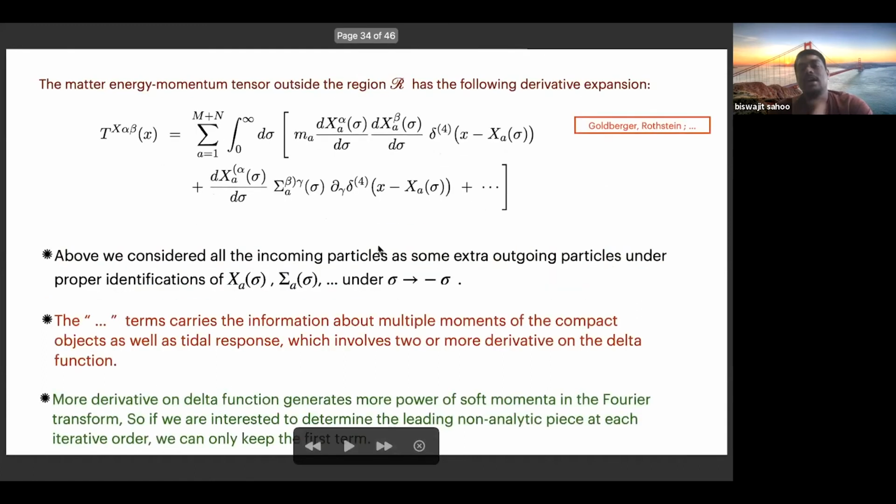But we have to start with the energy momentum tensor, and we know that the energy momentum tensor has a full derivative expansion up to subleading order, which is the spin dependent piece. It is completely fixed, but after that order, the structure of the objects will come in terms of multipole moments, tidal effects and other terms. But those will not be important to our analysis, because if we are interested in the few leading non-analytic pieces, since those involve more derivatives over the delta function in the Fourier transform, they contribute more powers of momenta, so they will be subdominant. So up to the order which we are interested in, we can just throw them out, take these two terms, and analyze them.